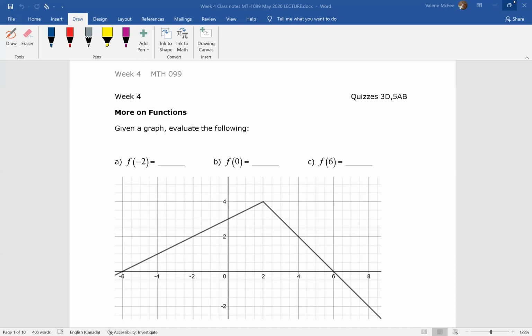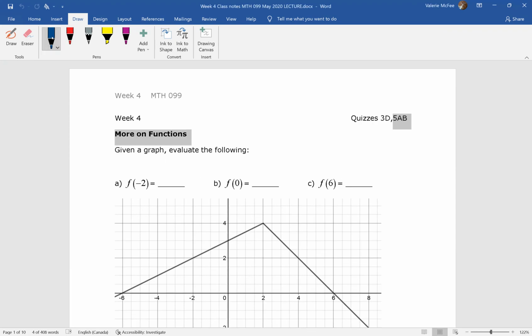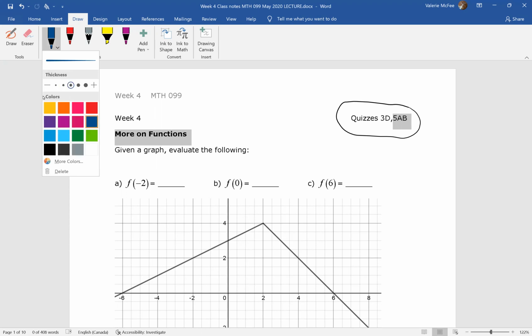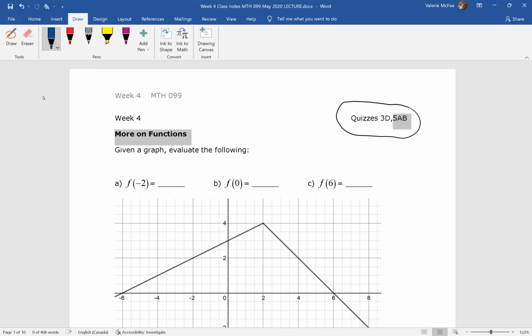Let's just talk a little bit more about functions before we head on to the topics for this week. So we're finishing up with quiz 3D here. You do have quizzes due this week. Make sure you check the course outline, you check the due dates, and you know which quizzes are coming up and when they are due. And one more reminder that you should have these notes printed, and if not, you're writing all this down so that you have a set of notes to study from.